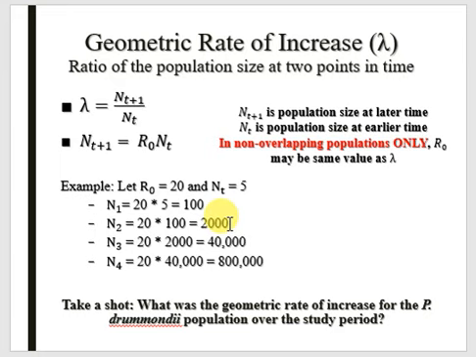Now you can go from there and calculate your geometric rate of increase, or lambda. Again, the ratio of the population size at 2 points in time. So for this example, you would do 2,408 divided by 996, which would give you 2.4177. So the geometric rate of increase for this population is a value of 2.4177. You can think of that as being almost like a slope value.